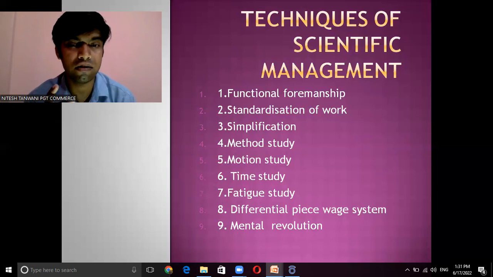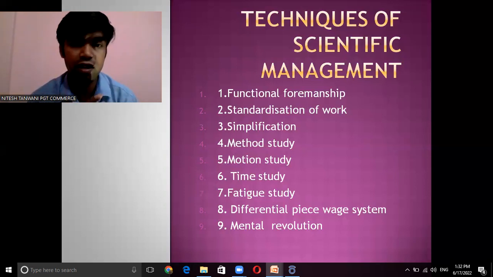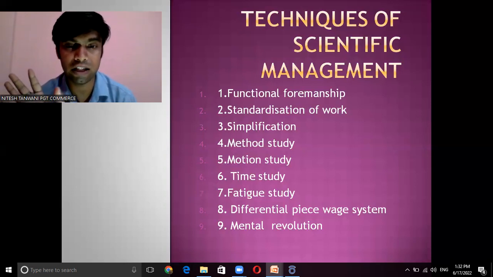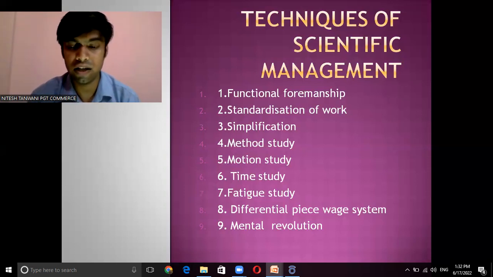Next we are talking about the differential piece wage system. It refers to that technique of scientific management which differentiates between efficient and inefficient workers, so wages should be given accordingly. If someone is efficient, give them more wages. If someone is inefficient, give them less wages. So there should be a differential piece wage system. Clear? Mental revolution is given here.